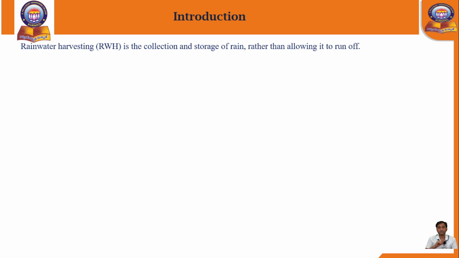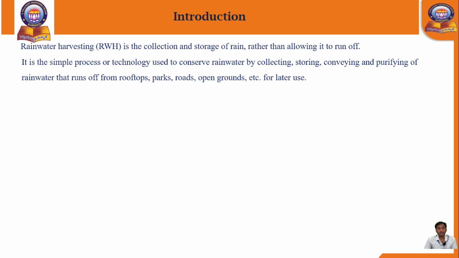Coming to the purpose of rainwater harvesting, we have to collect and store the rainwater in our houses. That is the main concept of rainwater harvesting. It is a very simple process and an easy technology, where rainwater can be used by collecting, storing, conveying and purifying it for our home needs. So how we can purify, how we can store, how we can transfer the water, and where we can use the water, nothing but for our daily home needs.